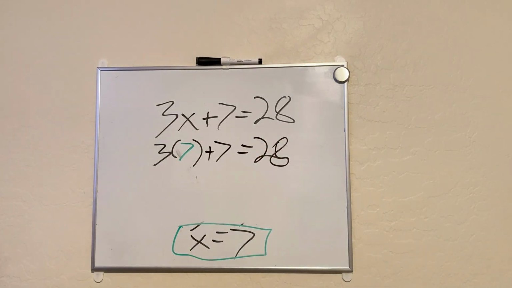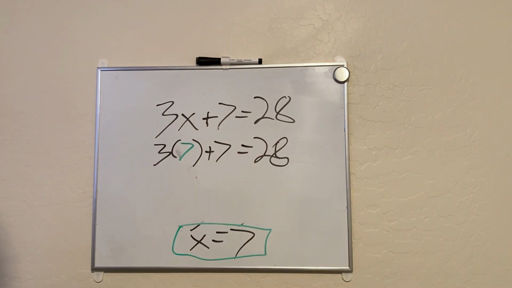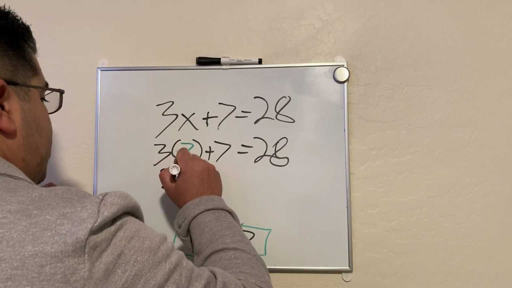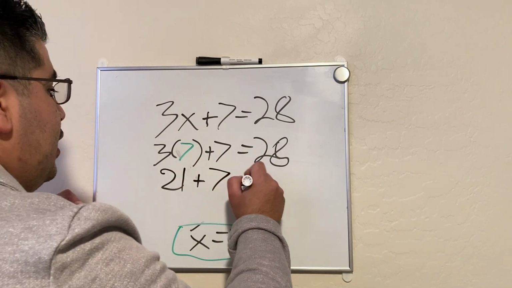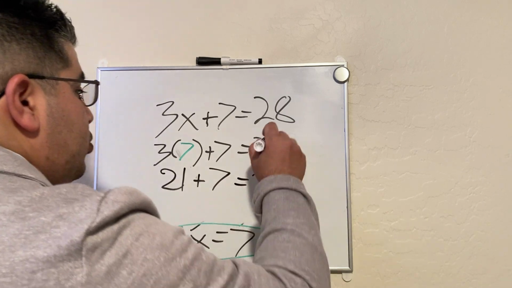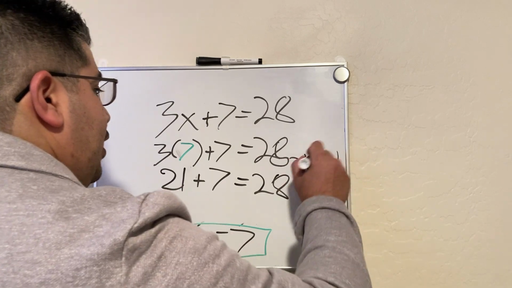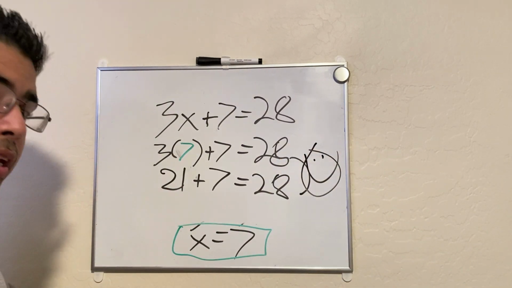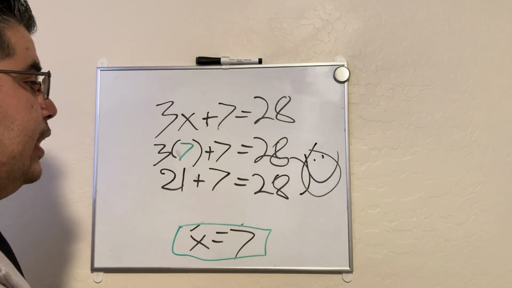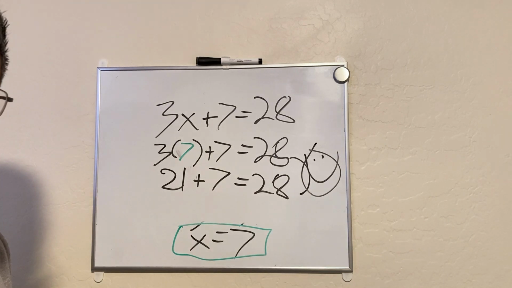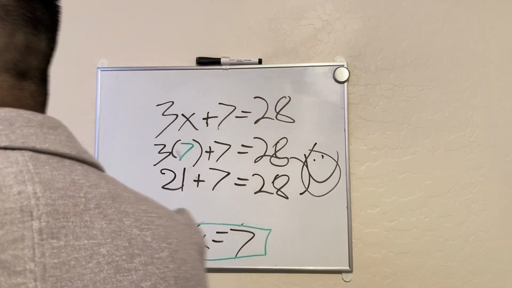Again, multiplication. Crucial to algebra. So we got 3 times 7. 3 times 7 equals 21, plus 7, that equals 28. 28 equals 28. Boom, we have a smiley face. We got the right answer. Look at that. So now we can verify x does indeed equal 7. If it didn't, then the 28 would not be equal to 28. But in this case, we have the fun smiley face, which means we got it right.